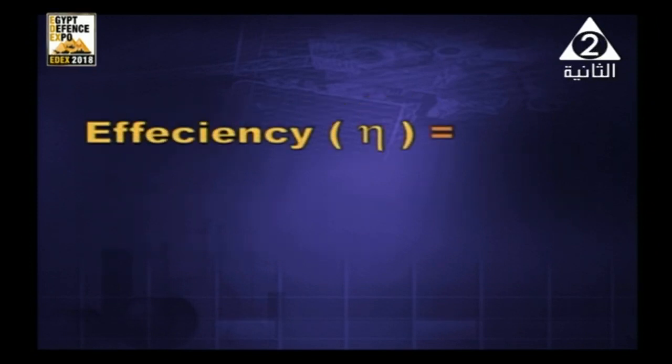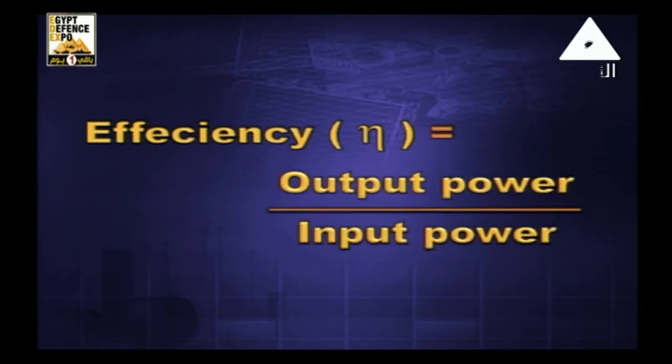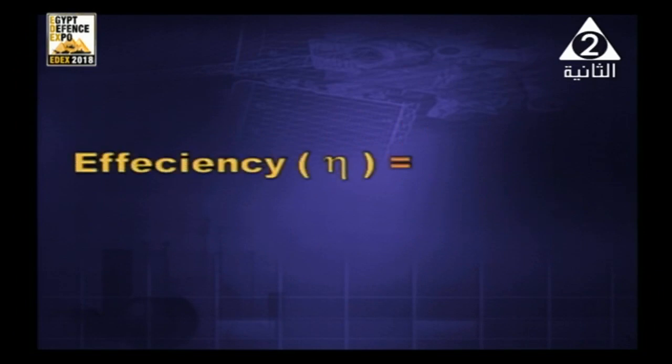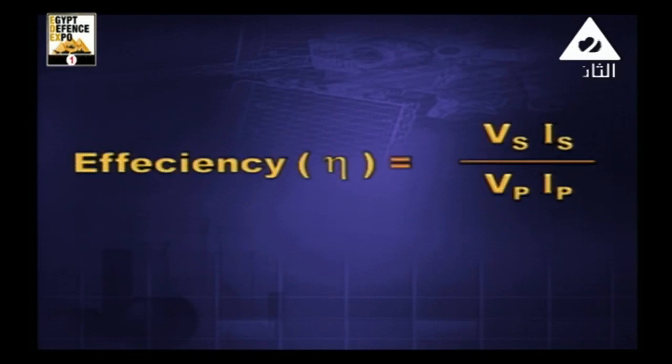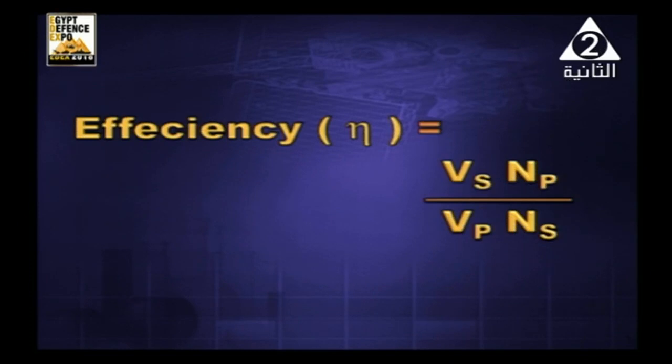Efficiency of the transformer is given by the output power over input power. Also, we can say output energy over input energy. It is the same. So efficiency is equal to VsIs over VpIp. And we can say it is VsNp over VpNs.